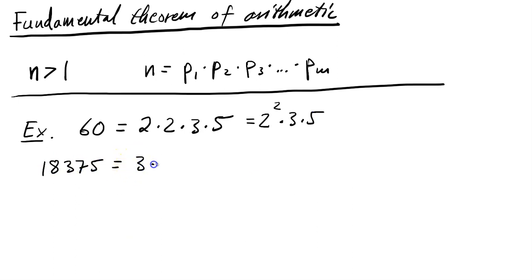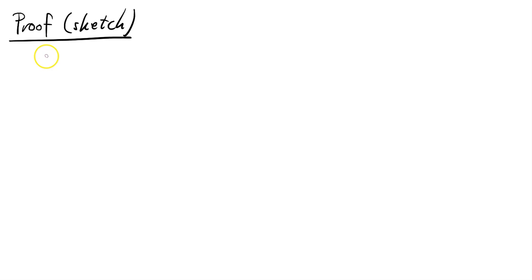Then the prime number factorization is this. Of course, it can take a while to arrive at this result, but it's always possible to find the unique prime factorization. There is one, and it can be found. Okay, so let's now make a sketch of the proof.